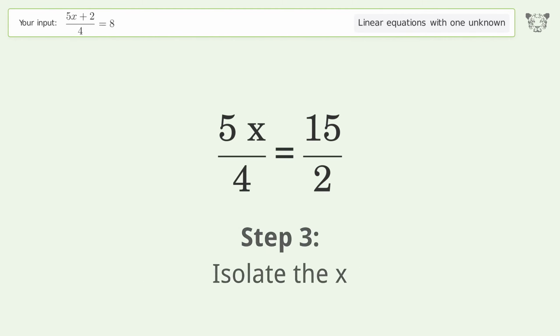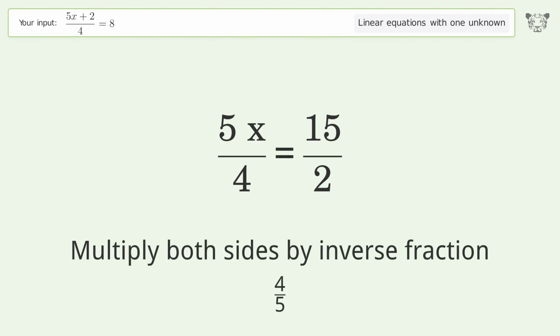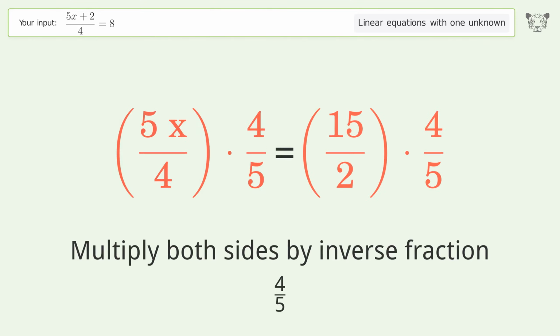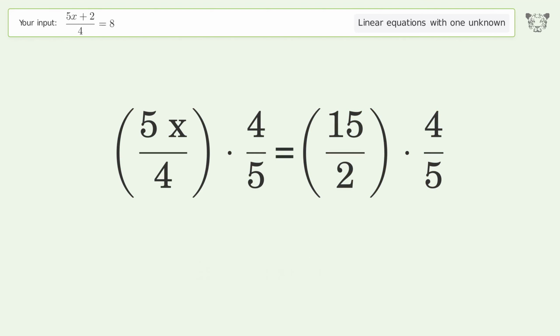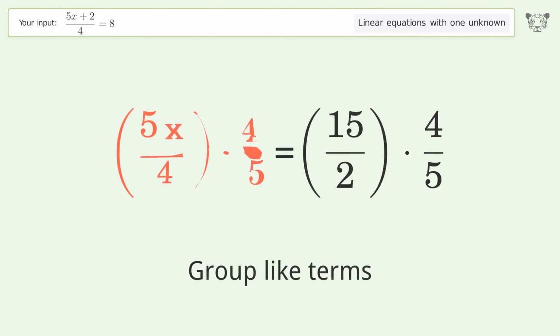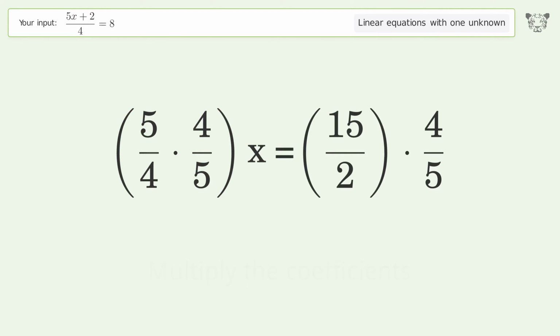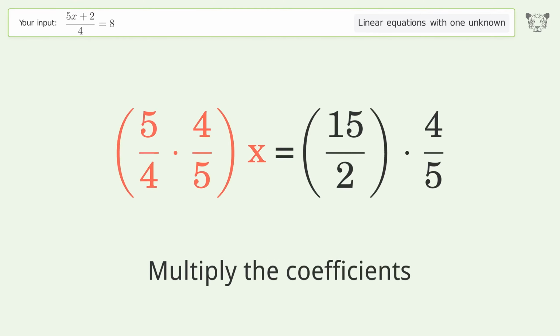Isolate the x. Multiply both sides by inverse fraction 4/5. Group like terms. Multiply the coefficients.